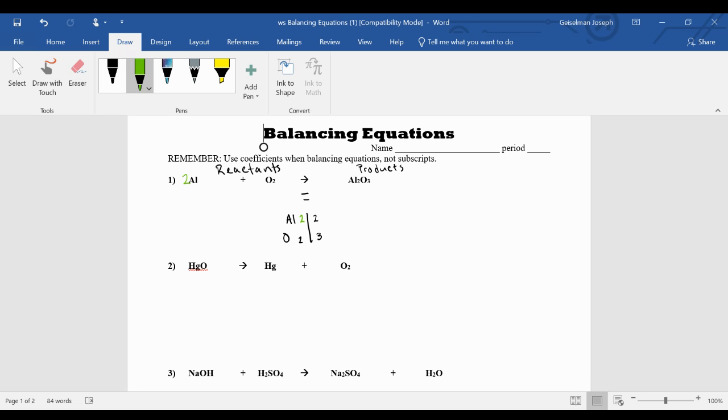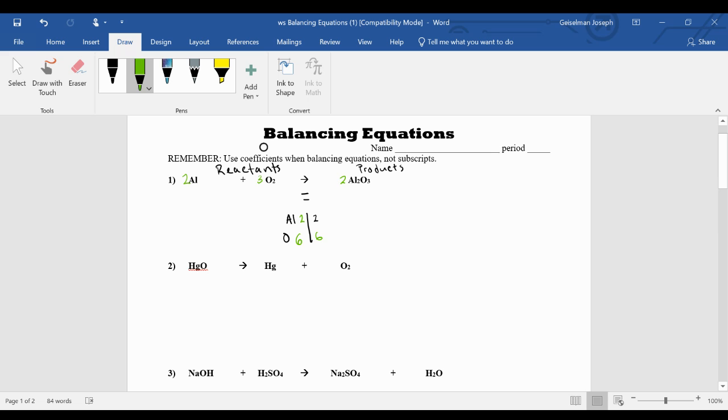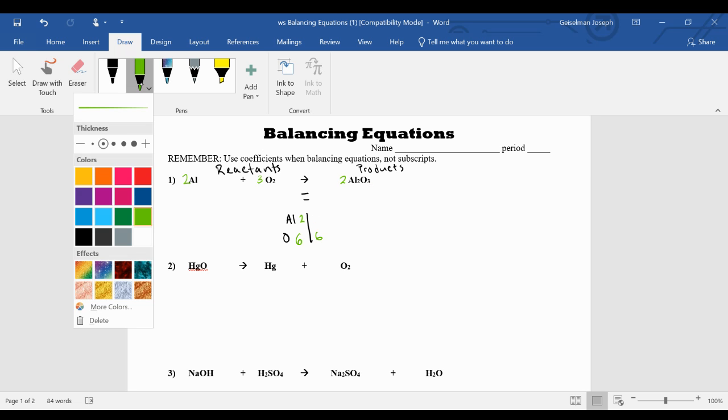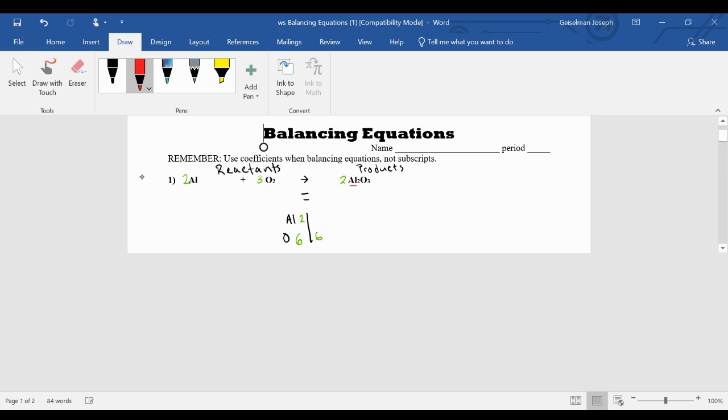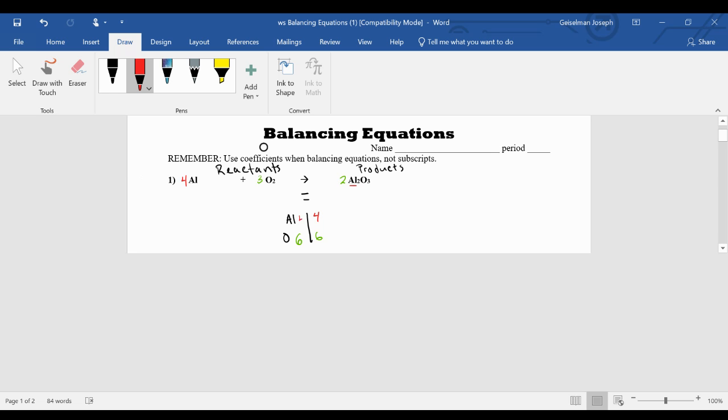So if we take maybe the least common multiple of 2 and 3, which would be 6, and we multiply 2 by 3, which gives us 6, and we multiply this whole thing by 2, that would give us 6 oxygen because 2 times 3 is 6. The problem though is that now gives us 2 times 2, 4 aluminum. Now, instead of 2 aluminum, we need to put the coefficient 4 in front of it. And now we have 4.